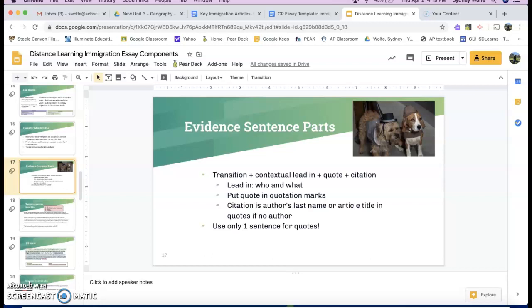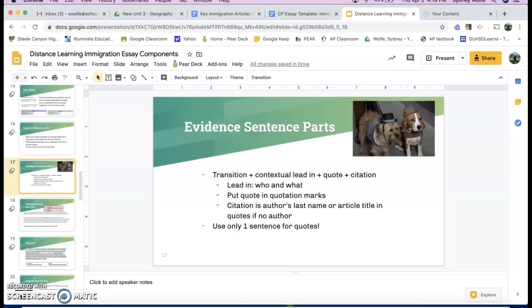Today's lesson is going to go exactly how yesterday's did. We're just going to get a little bit more into the body paragraphs today. We're going to be focusing on evidence sentences as well as analysis sentences. So hopefully all of your questions about those two things are cleared up by the end of this slideshow.